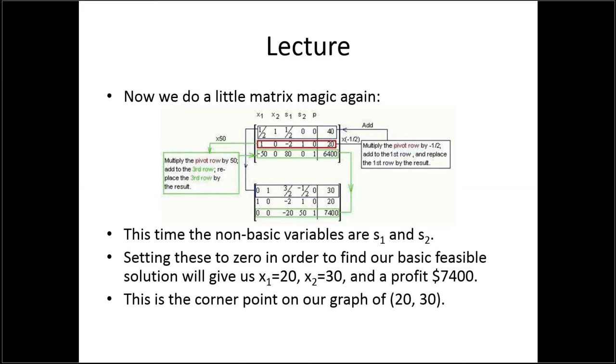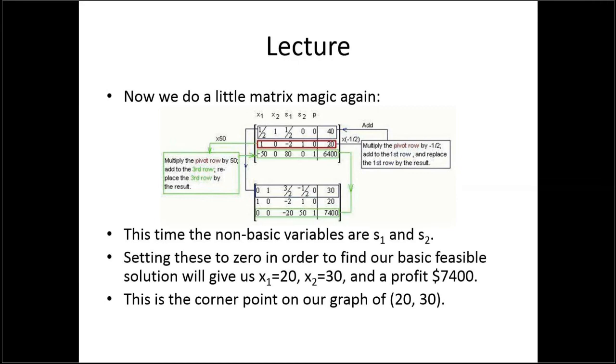And this time the non-basic variables are going to be s1 and s2. So if we set these equal to 0, we get x1 equals 20, x2 equals 30, and the profit, which you see on the bottom right, is going to be $7,400.